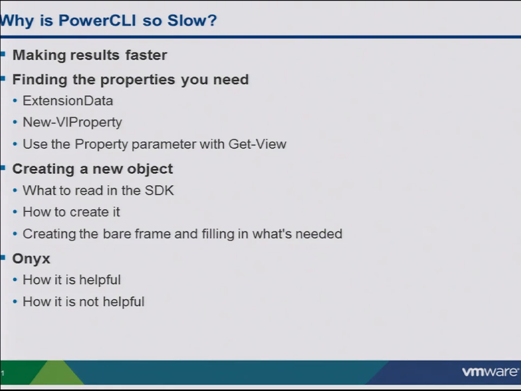That is one possibility. There's another possibility to make it faster on the Get-View, the one that you use to go to the vSphere objects. You can specify if it has to bring back everything or just a selected set of properties. That's with a property parameter. So start using that.